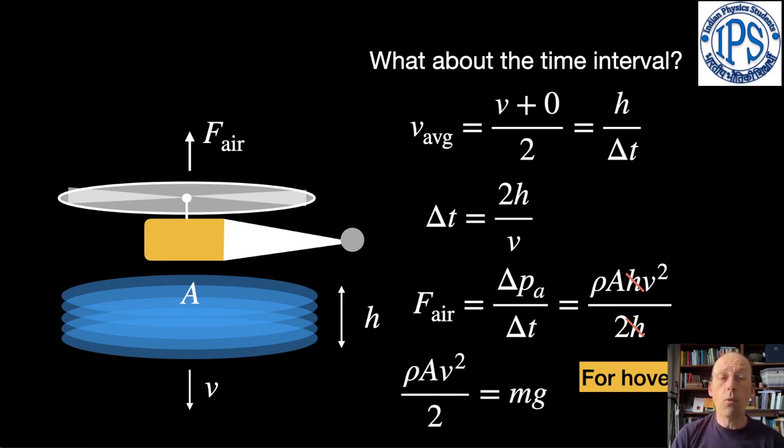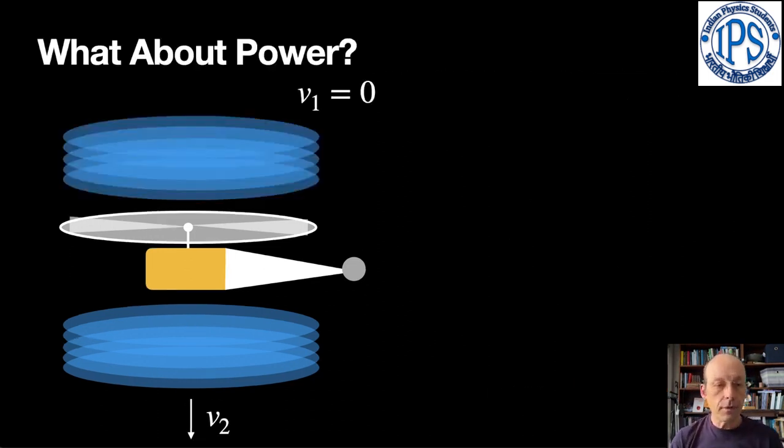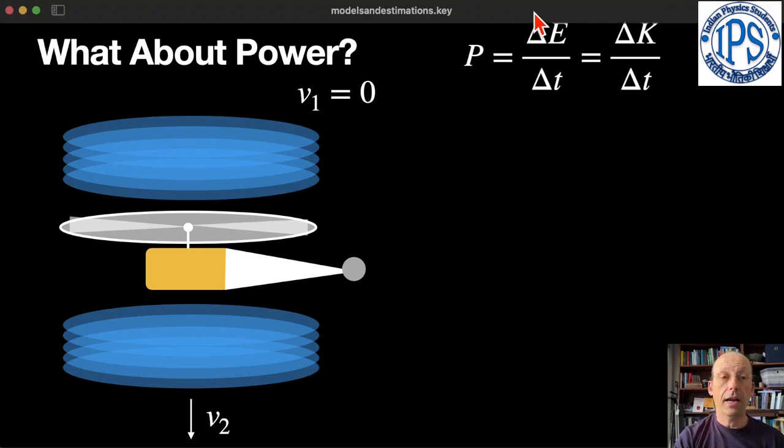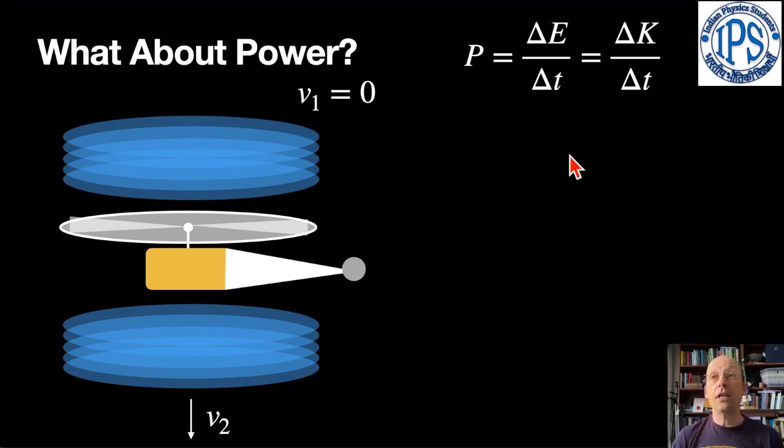One of the things that I want to find is the power, because I want to look at a human-powered helicopter. How hard would it be to do that? So for power, I'm going to start with my column of air with 0 velocity, and it's going to move down here, and I can calculate power as the change in energy per time. And in this case, let's just say it just has a change in kinetic energy. So the initial kinetic energy is 0, the final kinetic energy is 1/2 mv squared.